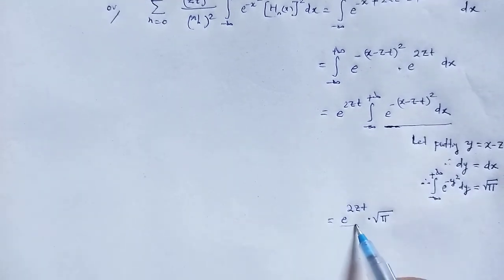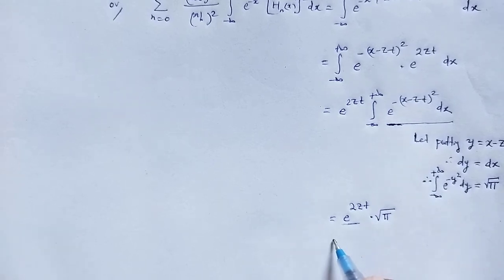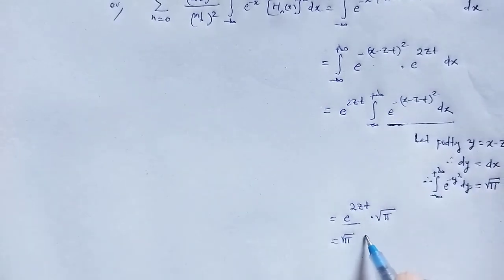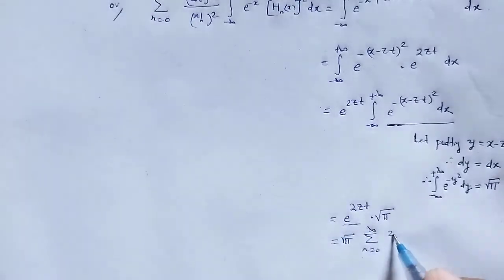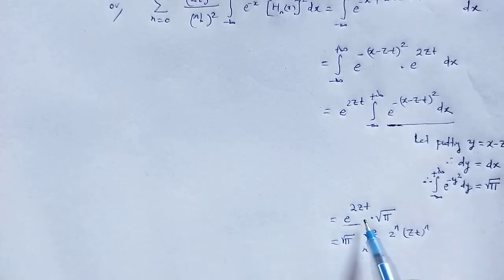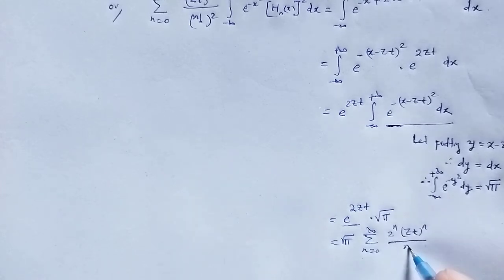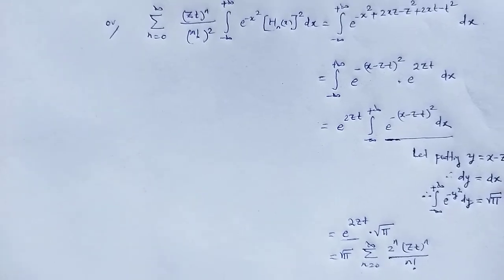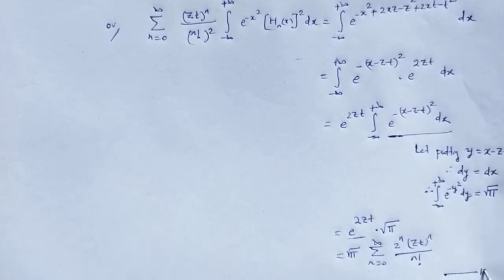Now the expansion of e to the power 2zt, we can write, that is root pi times the summation from n equal to 0 to infinity of (2zt) to the power n divided by n factorial, that is 2 to the power n into (zt) to the power n divided by n factorial. Let me refer to this as equation number 10.